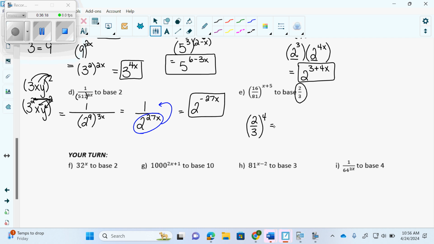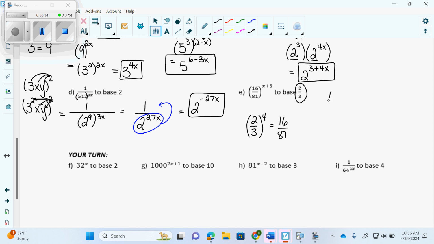I'm hoping that the 4 works with both of them. If it doesn't, I can't do it. So let's try it out. 2 to the 4 is 16. 3 to the 4 is 81, right? So those are the same things, are they not? Do we agree? So then I can replace it.